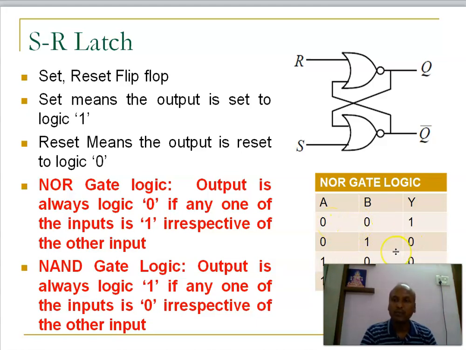On this principle, we will try to understand the working and the truth table of the SR flip-flop. So it is set and reset. Set means the output is set to 1. Reset means the output is set to 0. This is the circuit we will try to understand for all the combinations of R and S.